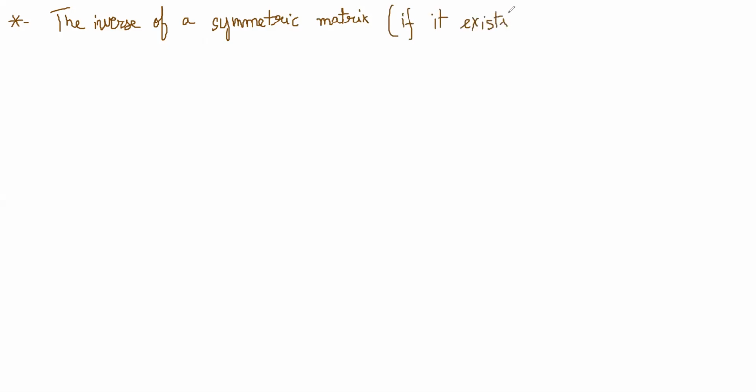Then one property says that the inverse of a symmetric matrix, if it exists, is also a symmetric matrix.